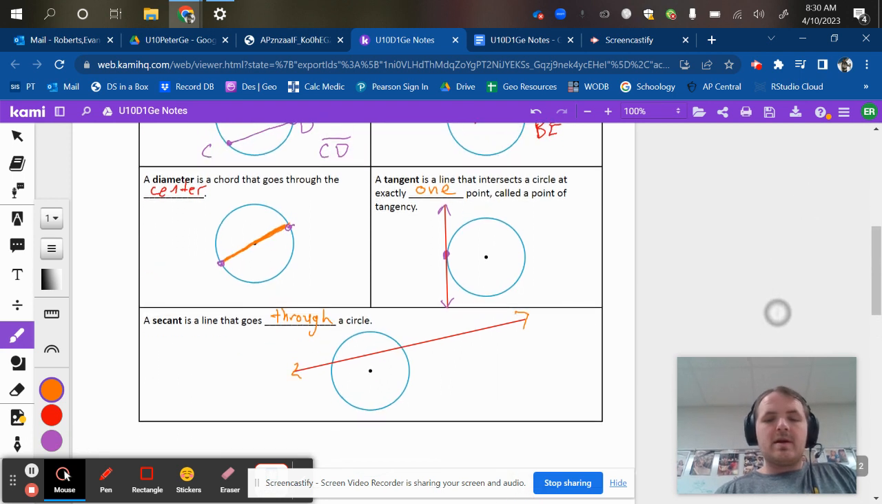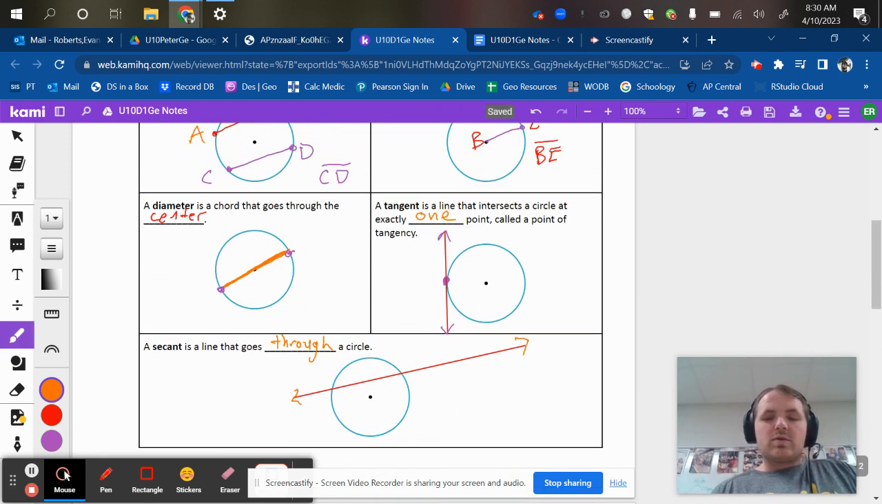Hopefully that's making some sense. We'll get into more information here about angles and areas in the coming days.